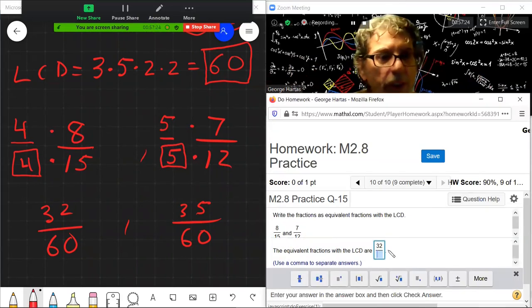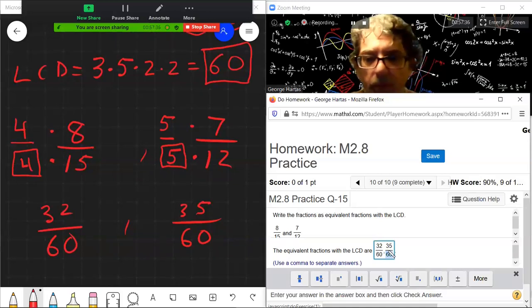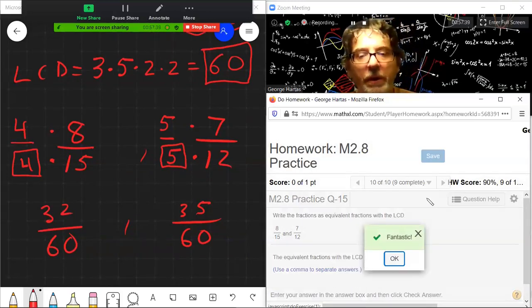So they want this with commas in between. So right arrow to bring your cursor back up, comma, 35/60. Okay, so there it is. So this is how you perform the process of least common multiple, and also finding the LCD. And hopefully that comparison of the least common multiple and the greatest common factor helped you out a little bit to get that squared away in your head.